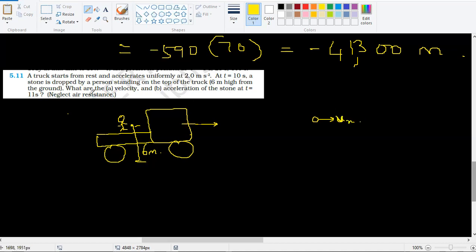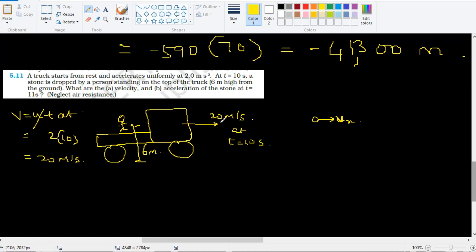Okay, let me say that one more time. A truck starts from rest and accelerates uniformly at 2 meters per second squared. Which means after 10 seconds, it will have reached a certain speed. So V is equal to U plus AT. Initial velocity is 0, A is 2, time is 10 seconds. So that means it has reached 20 meters per second at time t is equal to 10 seconds.